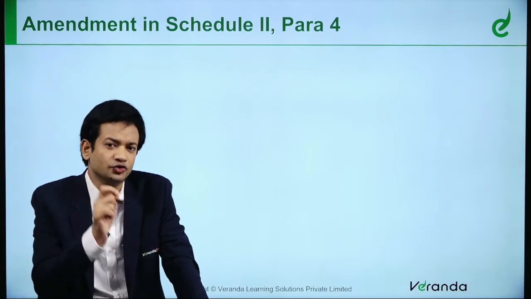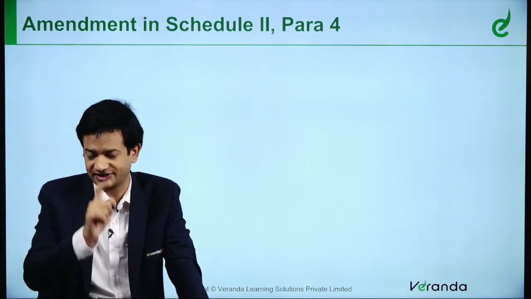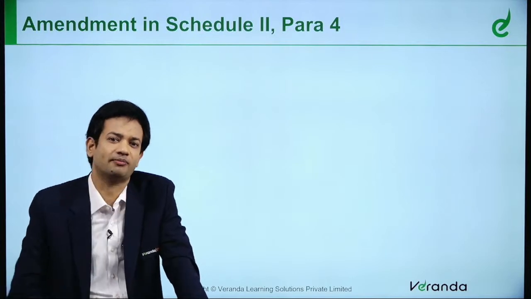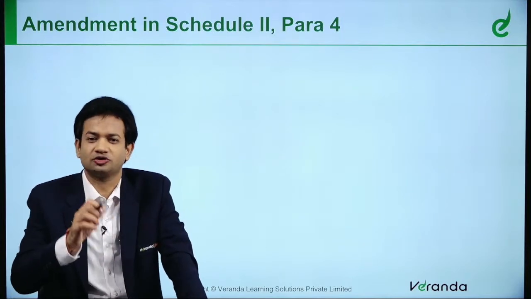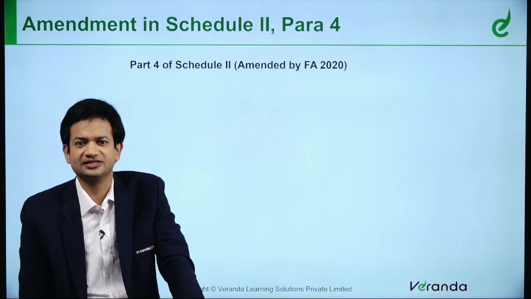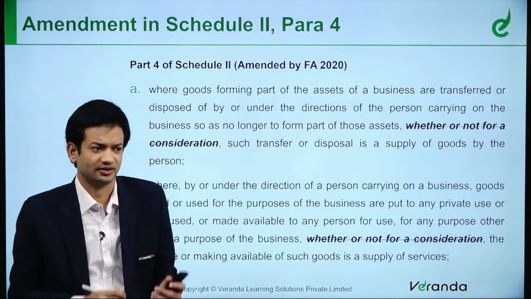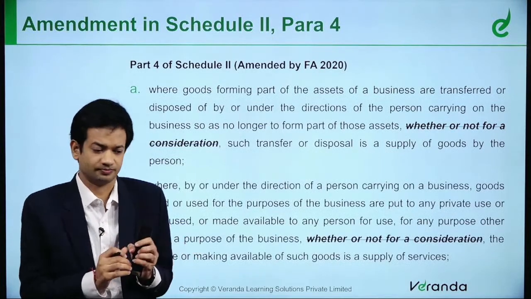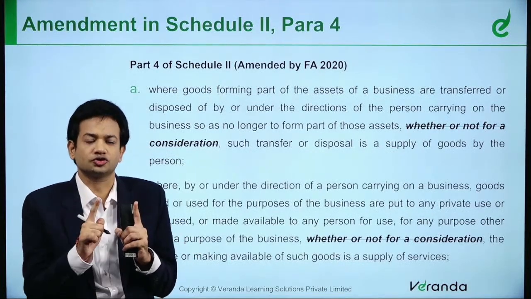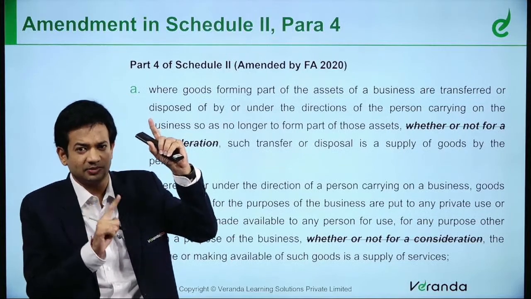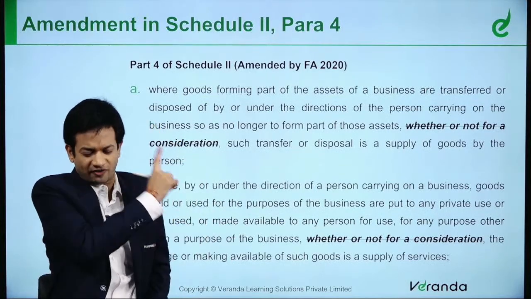But there was still a confusion in para 4 of Schedule 2 even after this amendment. What was the confusion? Let's see. Transfer of business assets. Whenever I transfer a business asset, it can be liable to GST. But whether it is supply of goods or service, we have to see in Schedule 2. Schedule 2 para 4, if you see.